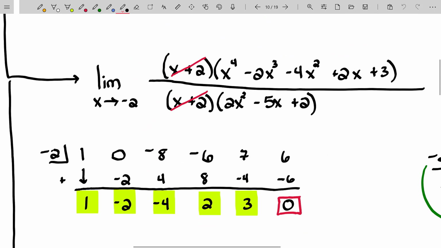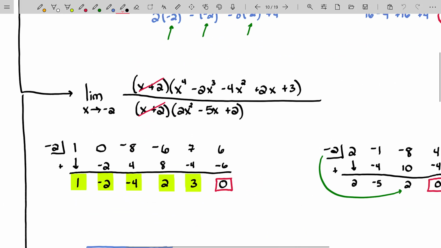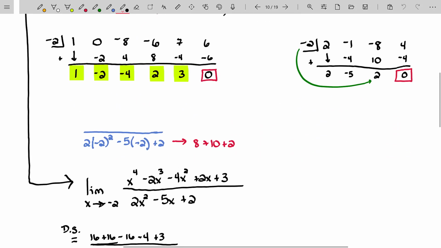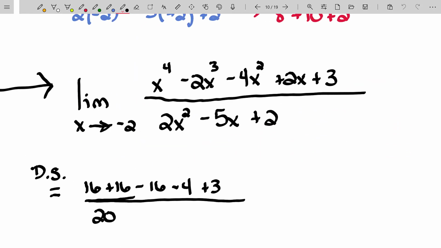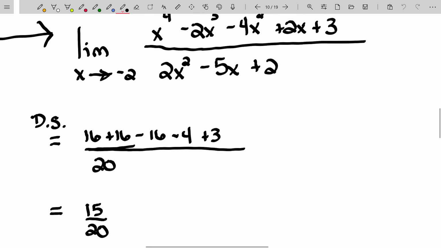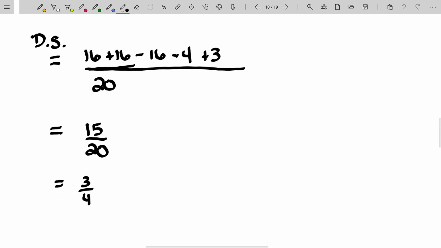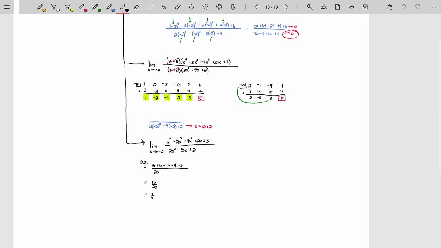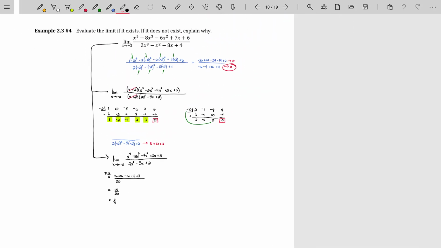Then I used synthetic division to find out how things factored, which allowed me to cancel the x plus 2 factors. I rewrote the limit, and then again I tried direct substitution. I used my arithmetic to clean things up in the end. And remember, it's always arithmetic before algebra, algebra before trig, and trig before calculus.